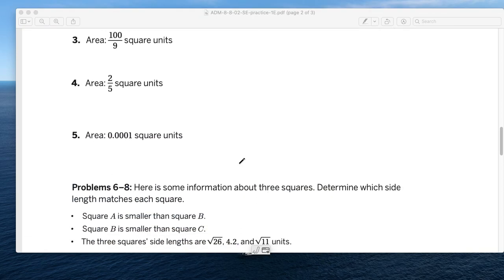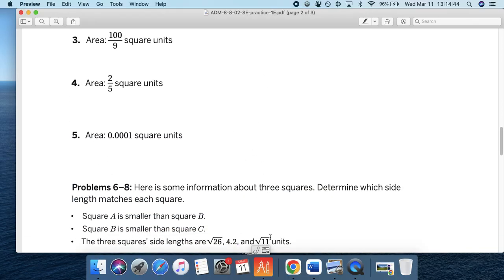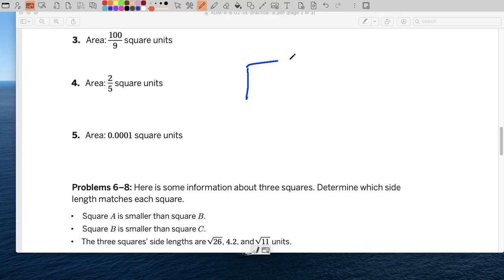What if the area, now go back, there's a square, they told you the area is 2/5 square units. Well, we can just write it as square root of 2 over 5.